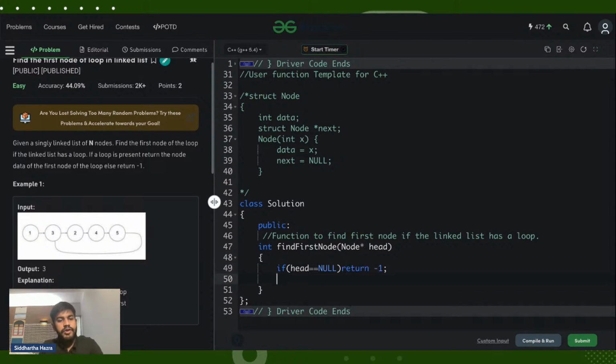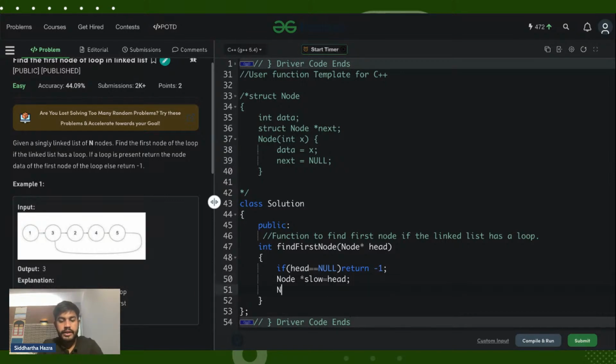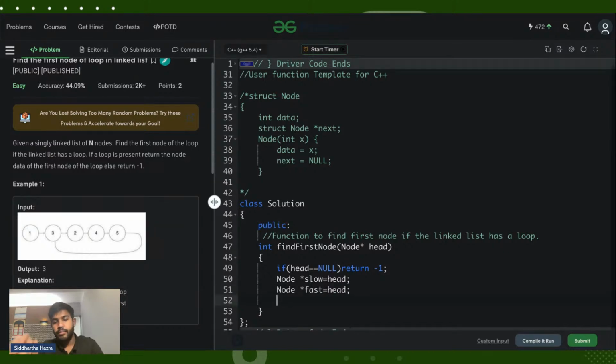Okay, and then we initialize two pointers. Node star slow is equal to head. Then node star fast is equal to head. Both are initialized at the starting point. Now, while fast is not equal to null. To be honest, this while loop would only become false if there is no loop in the linked list. Okay, and fast next is also not equal to null.